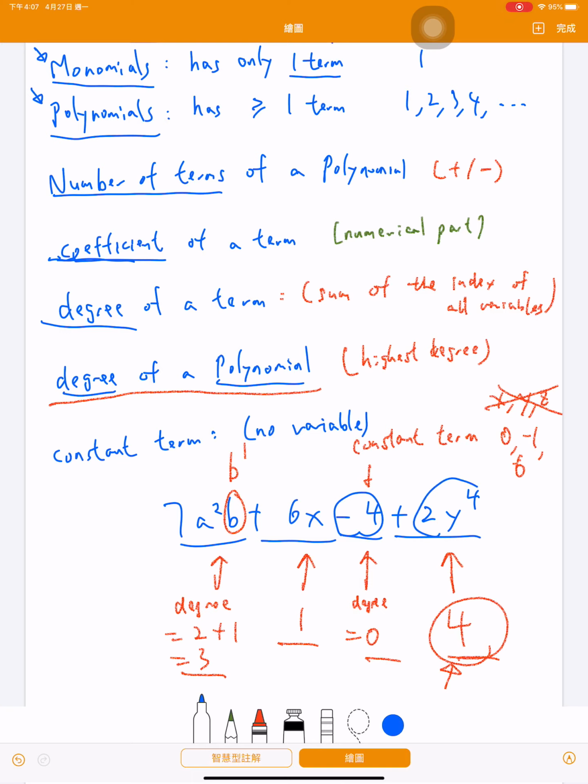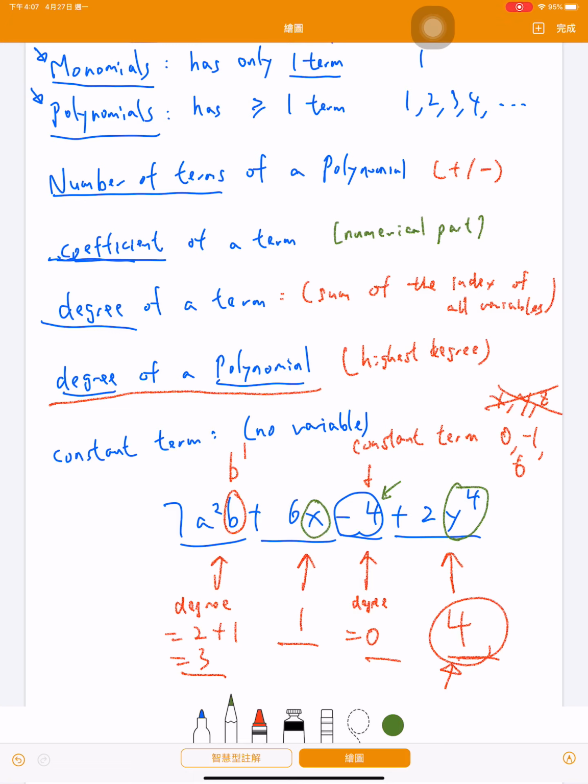So how can we call the name of this term? We can just call the name using the variable. For example, this one, the variable is just y to the power 4, right? This one is just y to the power 4. For this one, no variable, so constant term. For this one, the variable is just x.